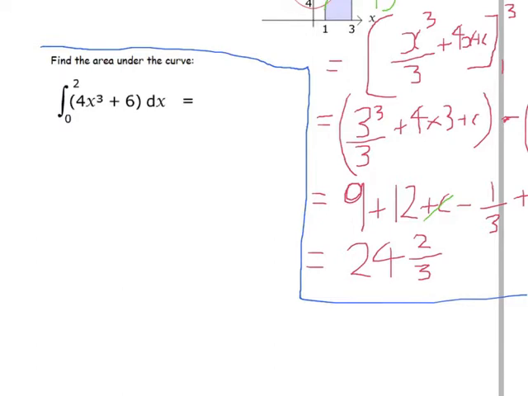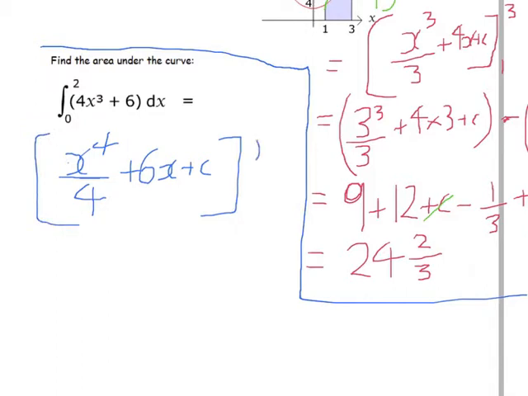Let's just do one more example so that we get the idea. So we're going to find the area under the curve of 4x cubed plus 6 between 2 and 0. So we're going to integrate that. So remember, add 1 to the power, divide by the new power. So x to the 4 divided by 4, plus 6x, plus the constant, between 2 and 0.